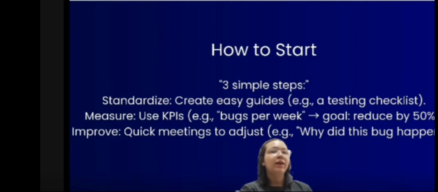How to start? In three simple steps. Step 1, standardize. Step 2, measure, and step 3, improve. In step 1, you create easy guides like checklists. In the measure step, you need to use KPIs. And in the improve step, quick meetings to adjust.